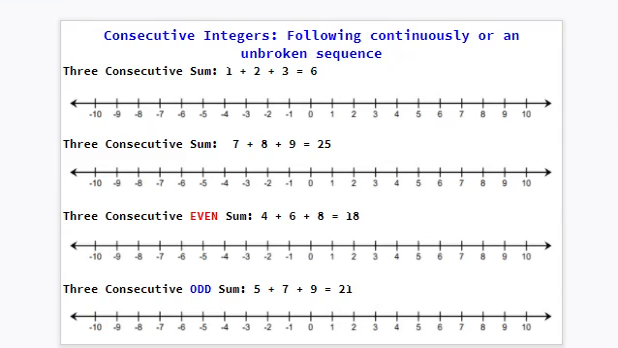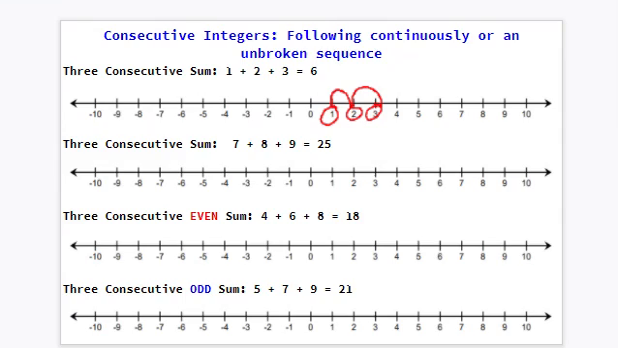So one example is 1 plus 2 plus 3, and those are consecutive because they're one right after another. One, two, three. They're consecutive. They're continuous. There's no gap between them. They're consecutive integers. There's no integer other than 1 and 2 that's in between those. Okay, so it's 1, 2, 3, and they have a sum of 6 when you add them up together.